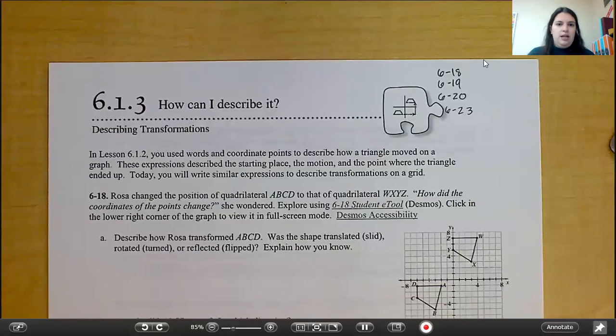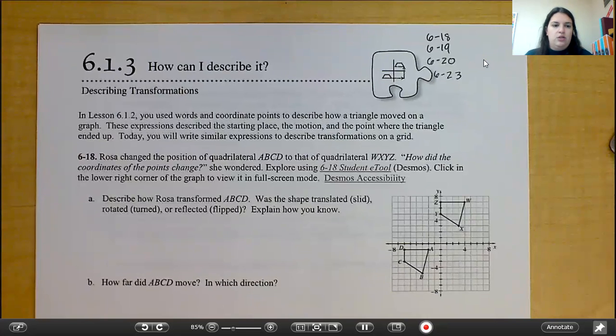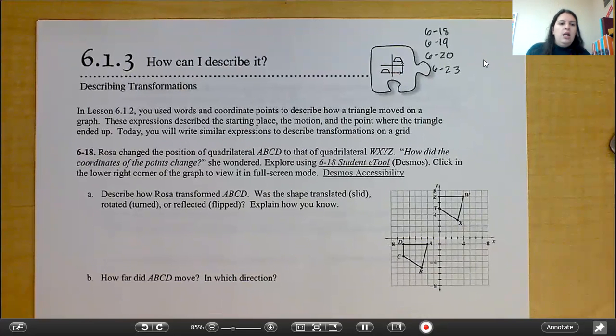Okay, hi everyone. I am here with your 6.13 lesson, How Can I Describe It? Describing transformations. In lesson 6.12, you used words and coordinate points to describe how a triangle moved on a graph. These expressions describe the start place, the motion, and the point where the triangle ended up. Today you will write similar expressions to describe transformations on a grid.